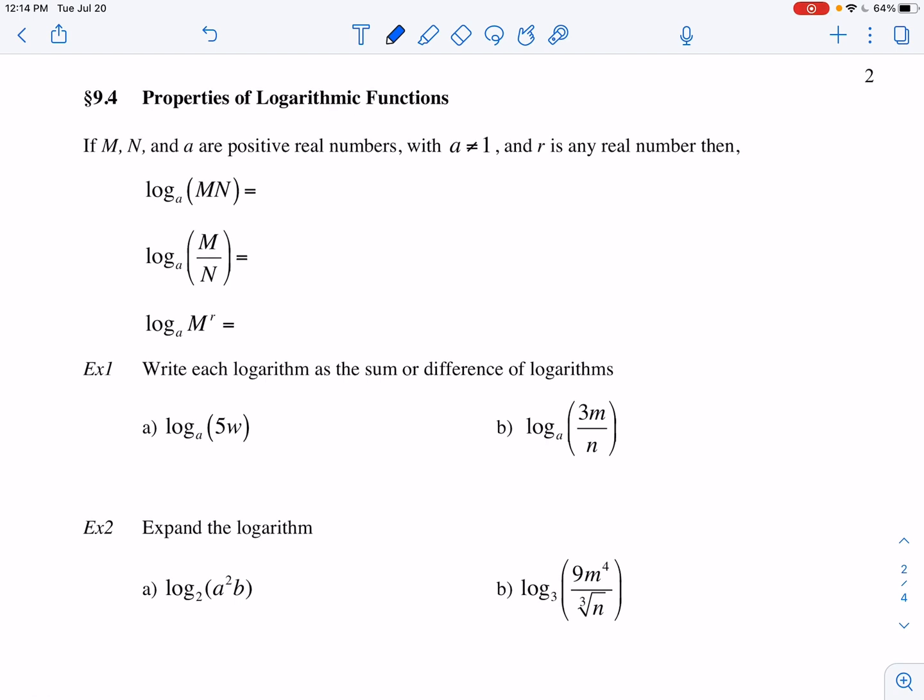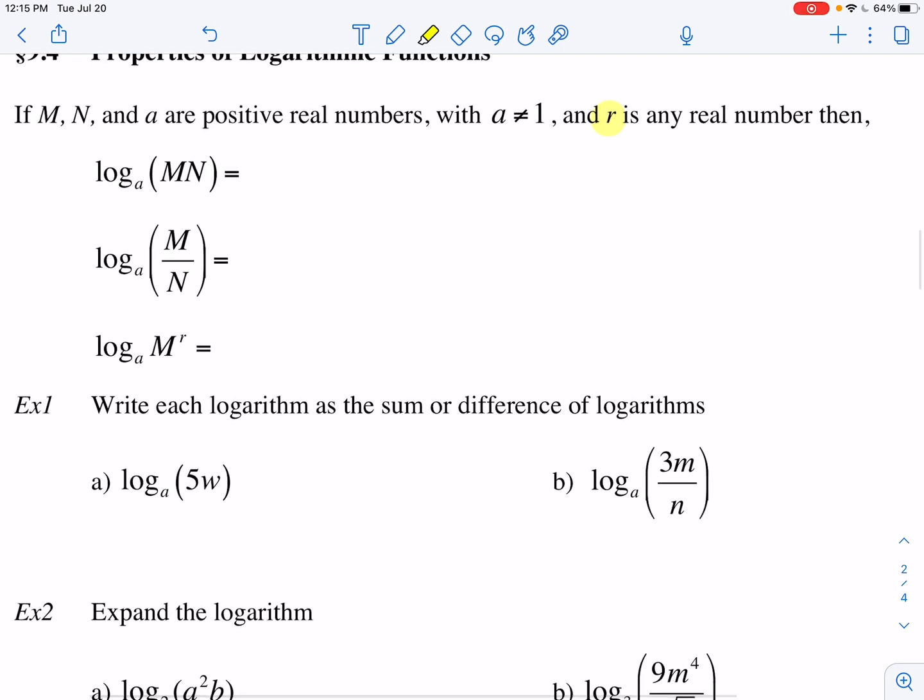This is saying that if m, n, and a are positive real numbers, so any positive real numbers, with a not equal to 1, let's go back to the definition of exponential function where the base itself can't be equal to 1, because otherwise it won't make sense. When you take 1 raised to anything, it's going to be just 1. It's not anything important there for us to study for that kind of function if it's constant at 1. And r is any real number here. Then we have these three main properties as stated here.